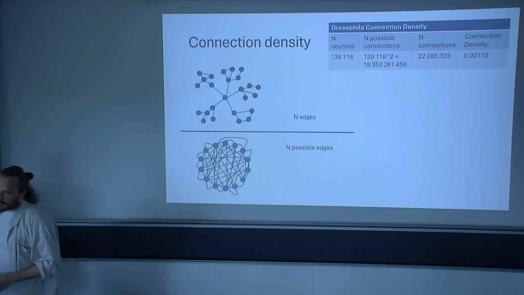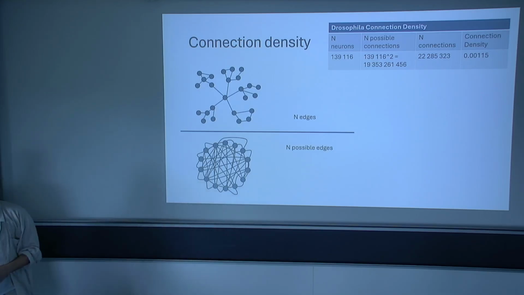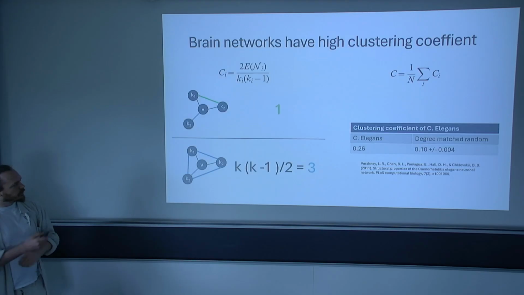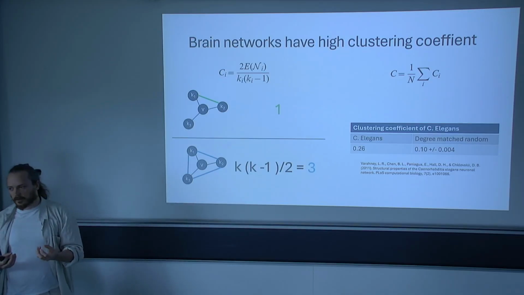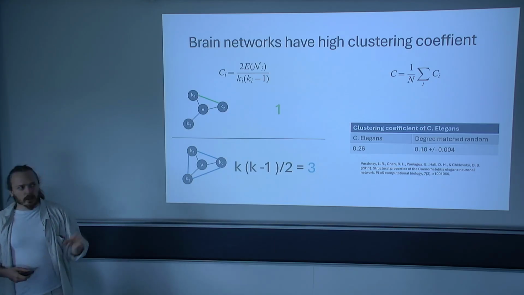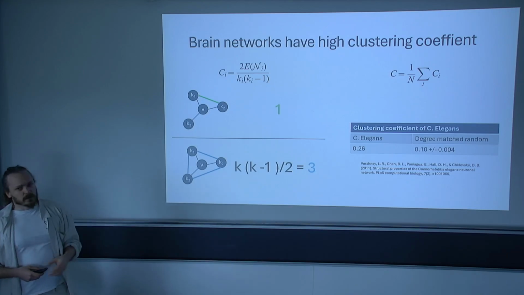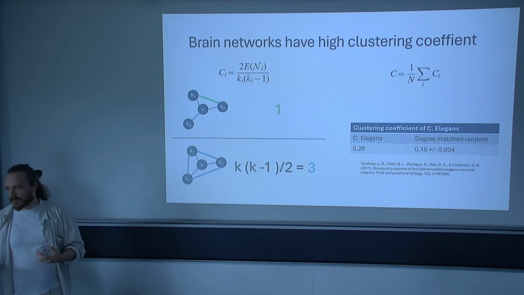Yep. What's a degree match random? So basically, you take a network that is the same network of C. elegans, and you have the same number of degrees of the neurons, and then you just randomly reconnect it. Okay. Yeah. So a lot of the network measures use null models that are based on random networks or lattice networks.